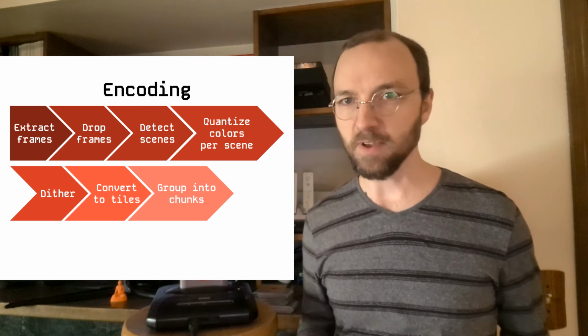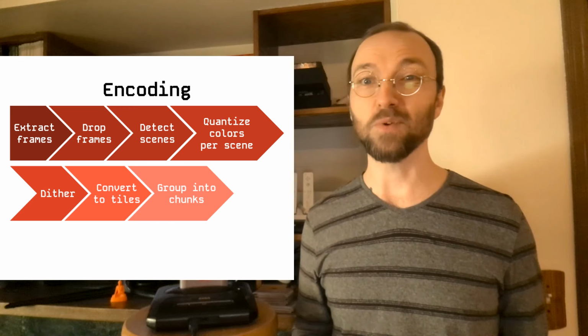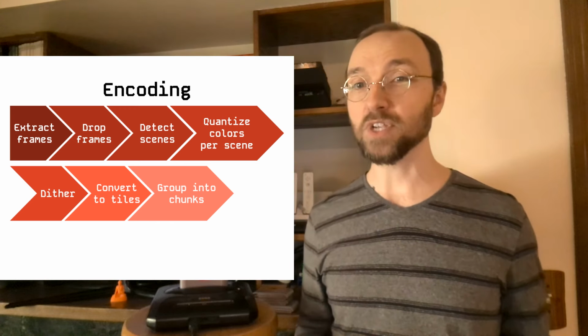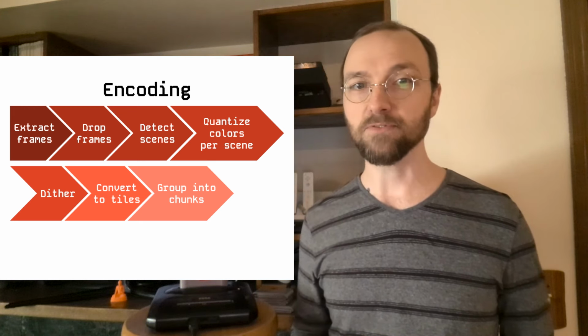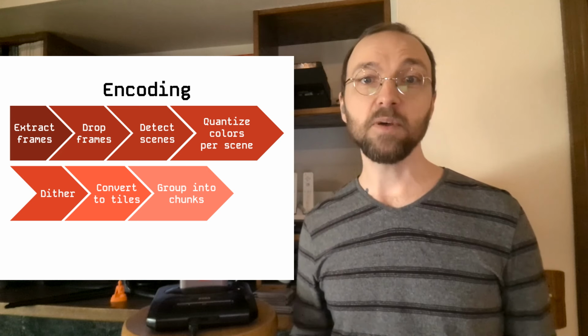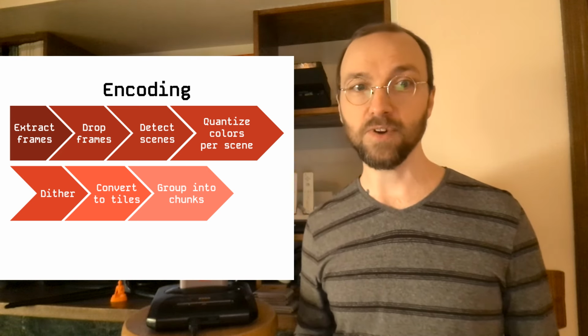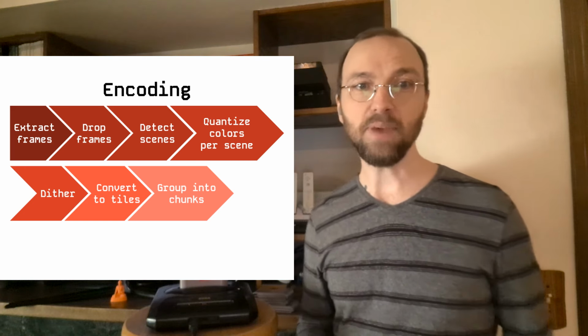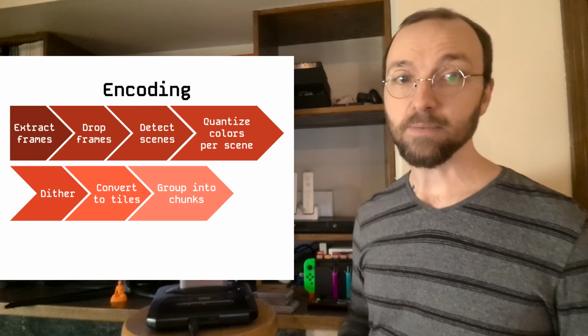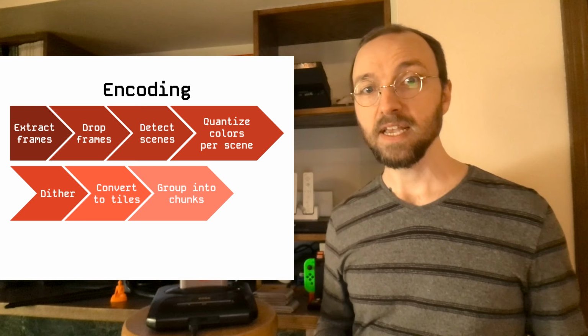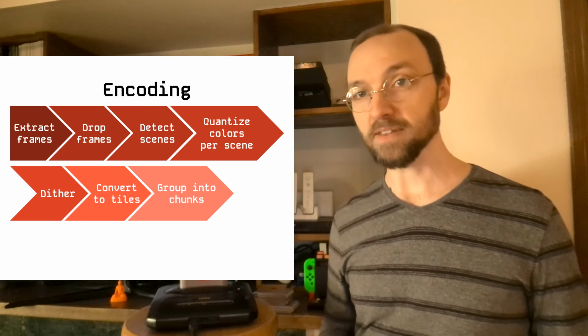We're just using FFmpeg standard scene detection. We're not really tuning it very much. And we're also letting FFmpeg pick those colors that are optimal for that sequence of frames. Next, FFmpeg also handles the color quantization per scene and dithers each frame to use that limited palette for the scene. Finally, a Python script handles the conversion of those dithered paletted frames into the tile format used by the Genesis.